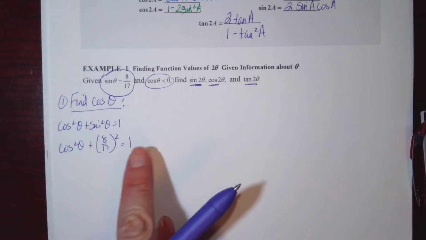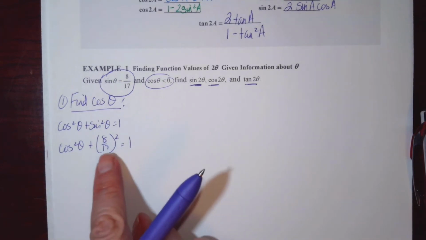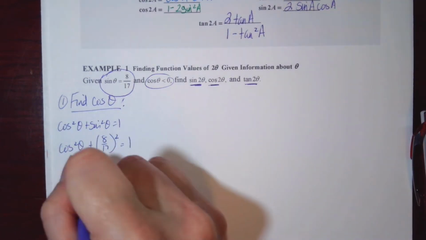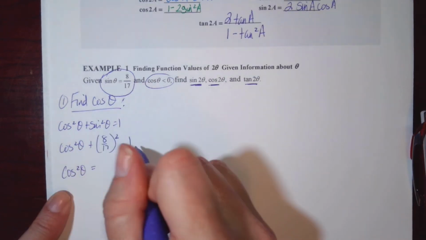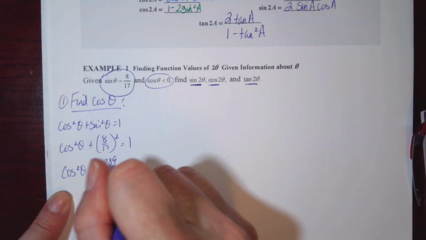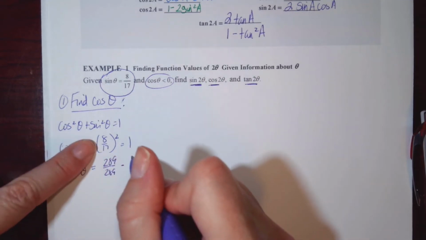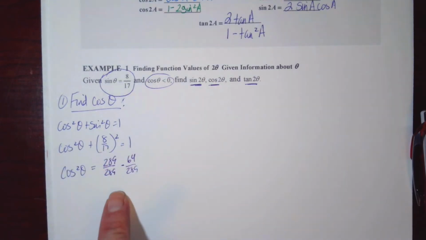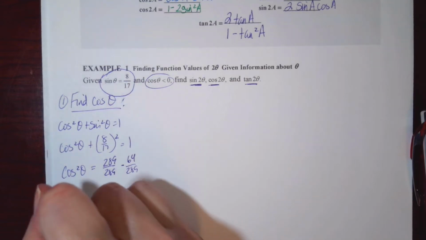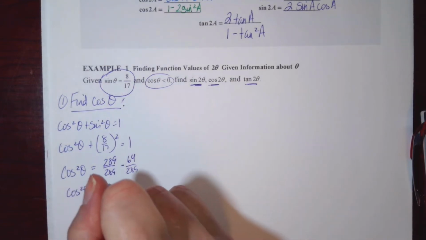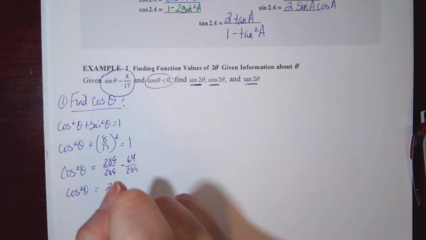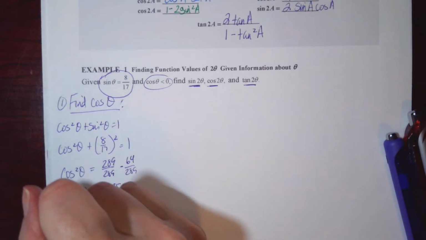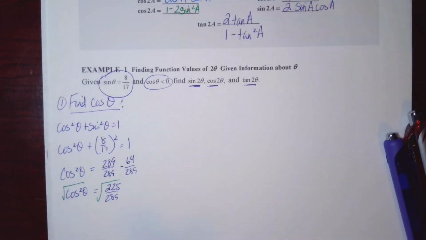Well, I'm going to subtract that from this 1, so I need to know what my denominator is going to be. 17 squared is 289. So when I rewrite this to finish solving for cosine, I subtract this over. I'm going to rewrite my 1 as 289 over 289, so that when I subtract this, 8 squared is 64, 17 squared is 289, I'm going to be able to have that common denominator and do that subtraction. So cosine squared theta is equal to 225 over 289, and then to finish solving, I need to take the square root of both sides because that's how I unsquare this cosine squared.